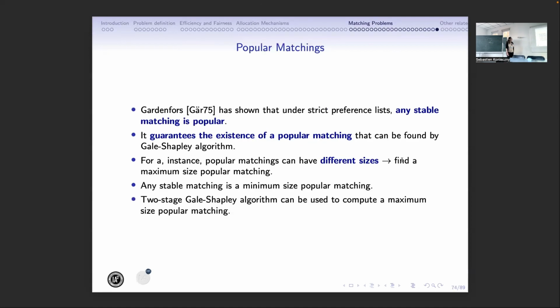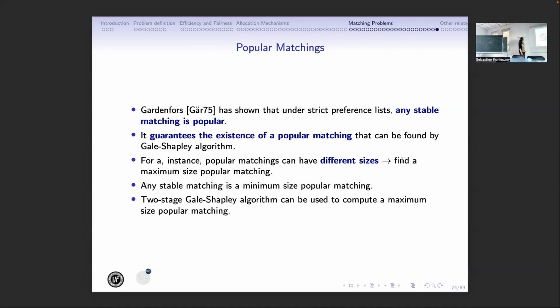And there are also works on popular matching in two-sided markets. One good point in two-sided markets is that the existence of a popular matching is guaranteed, whereas it was not guaranteed in the one-sided market. And in this case, you can have popular matchings of different sizes. The question is to find a maximum size popular matching, so a popular matching that is popular among the largest set of agents.